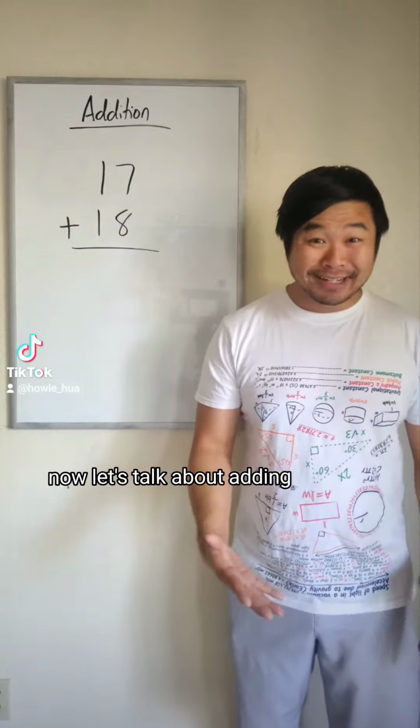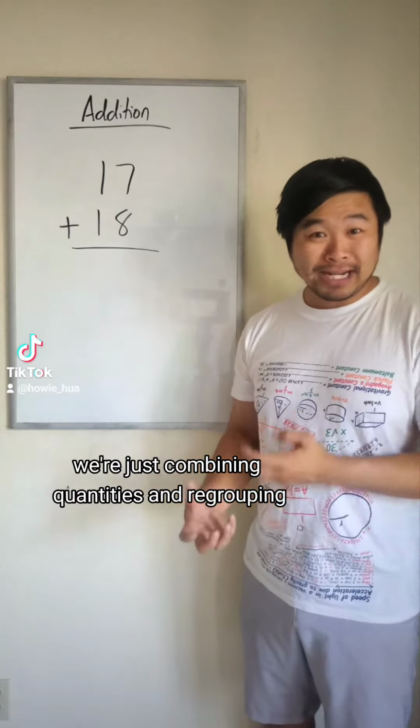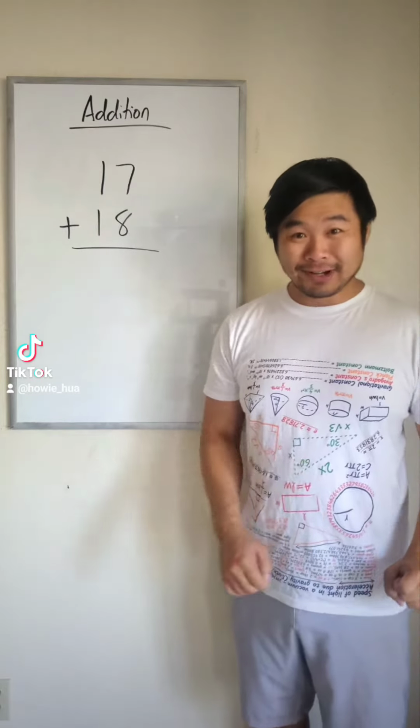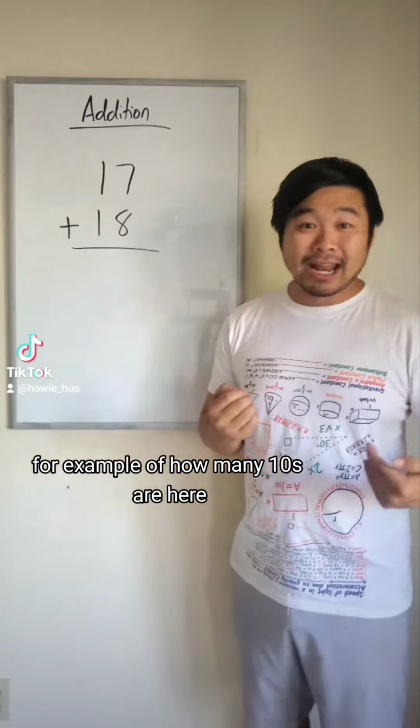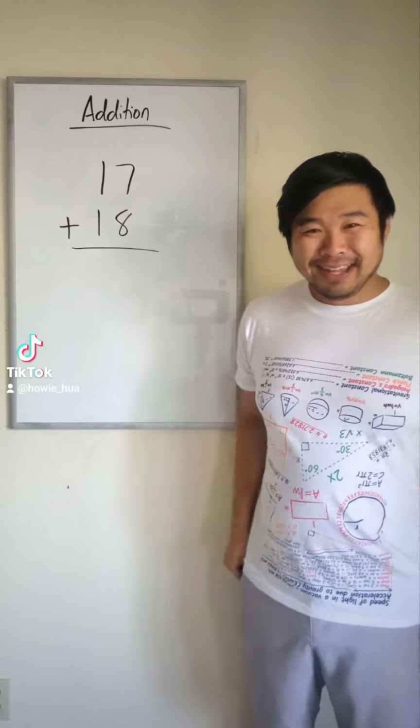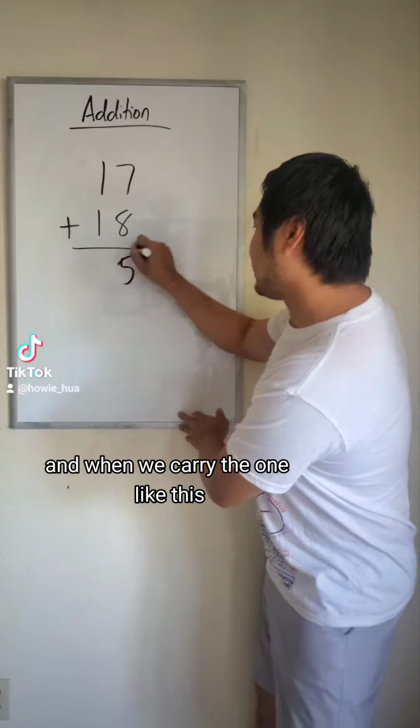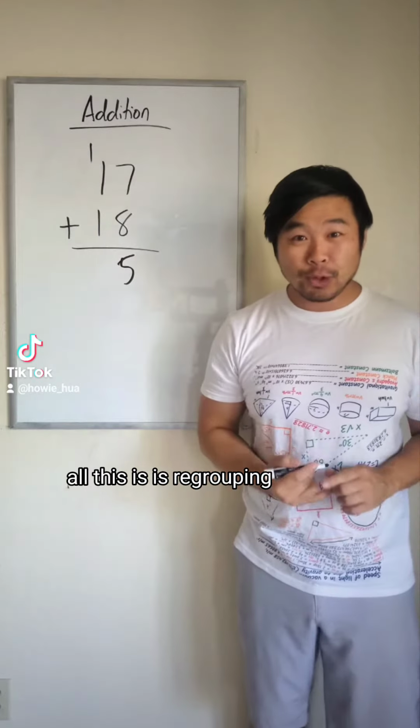Now let's talk about adding. When we're adding, we're just combining quantities and regrouping. For example, how many 10s are here and how many 1s are remaining after that? And when we carry the 1, like this, all this is regrouping.